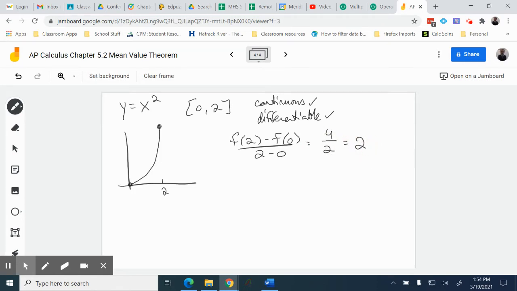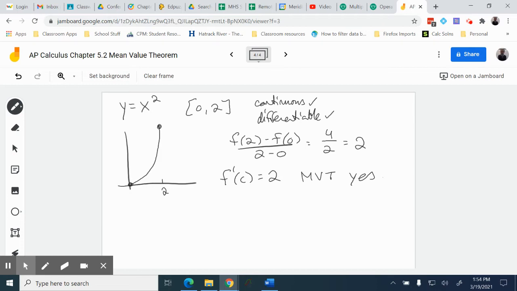So the question is, do we have f prime of c equal to 2? The mean value theorem says, yes, we do. So we're done with that part. Have we proven that there must be a value? Yes, we have. Now, the only other question is, where is it?